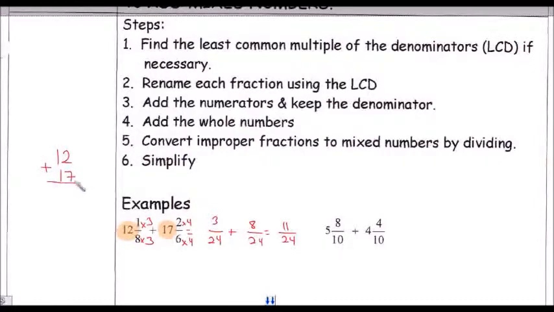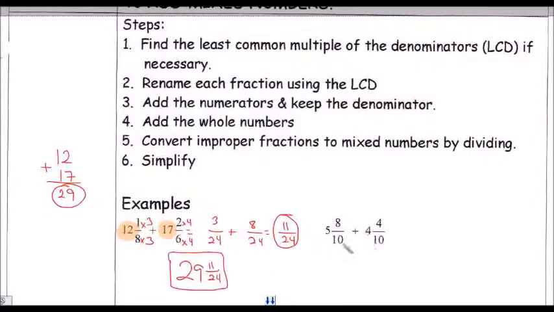on the side. 12 plus 17, that gives me 9, that gives me 2. So that's 29. So my final answer for this problem is going to be 29, that I got right here with my whole numbers, and then over here with my fractions I got 11 24ths. So I'm going to put 11 24ths, and that's my final answer.